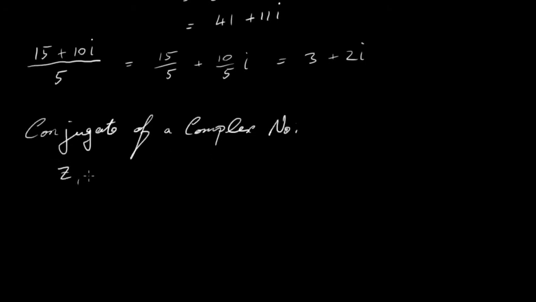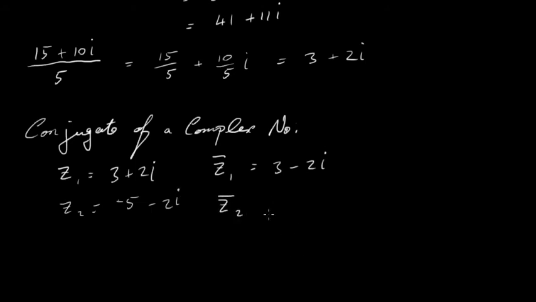So if you take z1, for example, is 3 plus 2i. The conjugate of this, you write it like this, z1, and you put a little bar over the top. So z1 conjugate is equal to just simply 3 minus 2i. All you've got to do is change the sign of the imaginary part. It's just very, very simple. You just simply change the sign in front of the imaginary part. So if you take another complex number, minus 5 minus 2i, the complex conjugate of z2 is just simply minus 5 plus 2i.